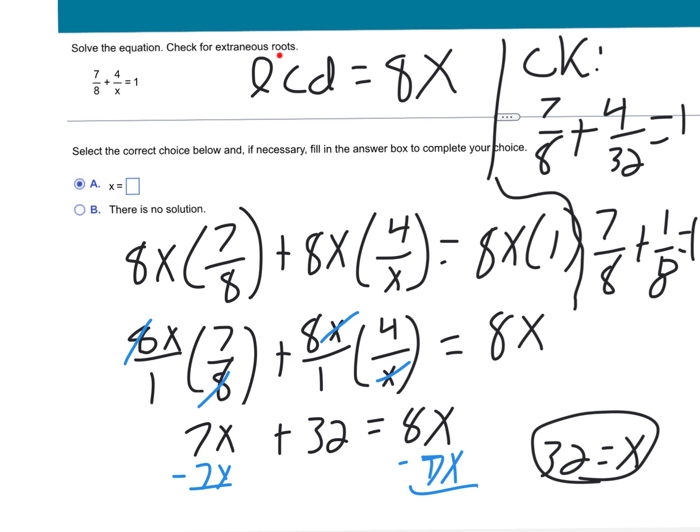They do say check for extraneous solutions. That means to put your 32 in here and see if it'll work out. So you've got the 7/8 plus 4 over 32, is that 1? Well, this will simplify, 4 over 32 is the same as 1/8. Is 7/8 plus 1/8 equal to 1? Yes. So 32 is the solution we're looking for.